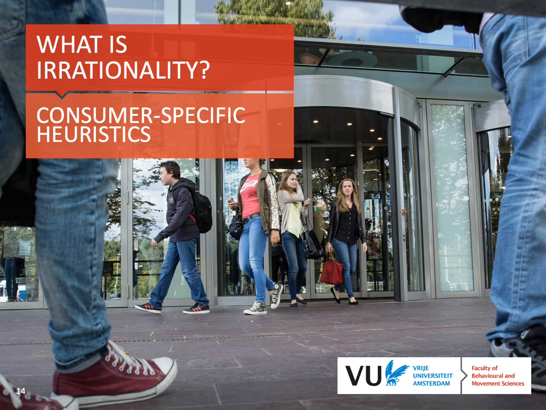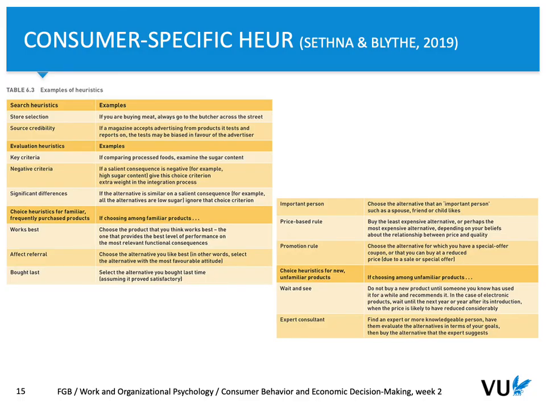Now, let's think about more specific heuristics, consumer-specific heuristics. In the textbook, you can find a few interesting examples of heuristics that influence consumers when making decisions. The first type is related to how we search for products, evaluate products, how we make choices, habitual choices, and how we choose products that we are not familiar with.